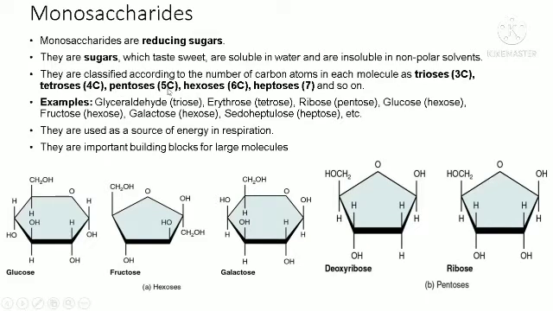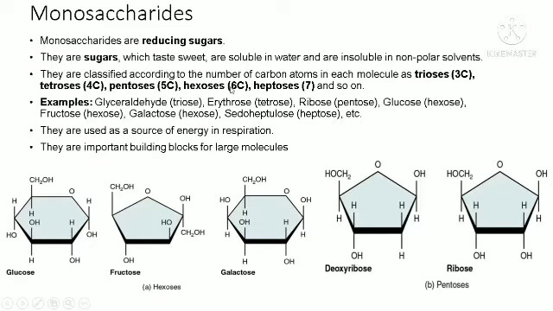Then you have pentoses, which contain 5 carbon atoms in their structure. Examples include ribose and deoxyribose, which, if you remember, are major constituents of nucleotides and nucleic acids. Ribose is the pentose sugar in RNA, whereas deoxyribose is the pentose sugar in DNA. And if you remember the other thing that we mentioned concerning deoxyribose, it's an exception to the general formula of carbohydrates.